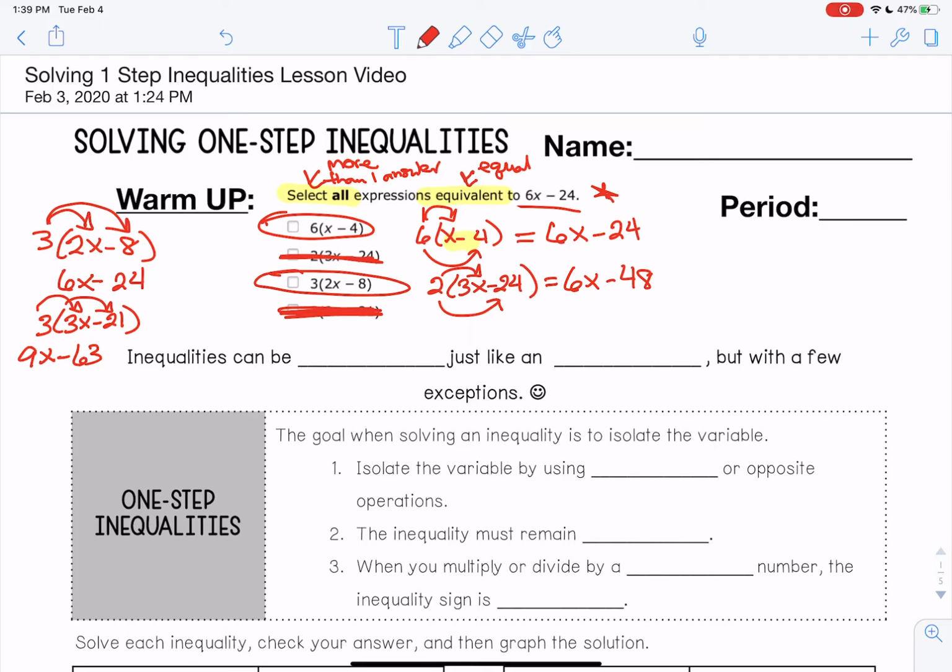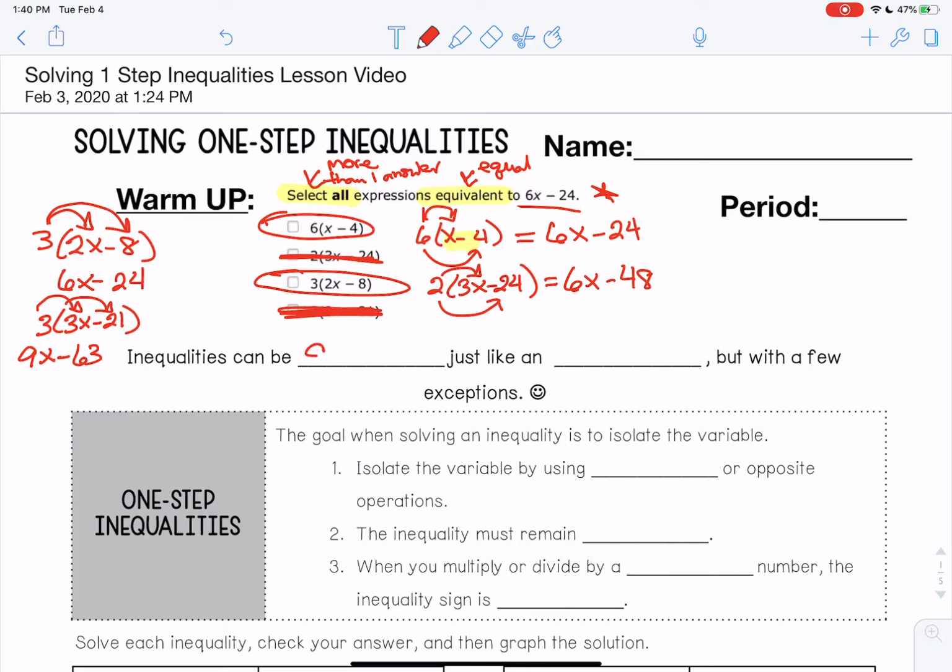All right, now moving on. Today we're solving one-step inequalities. Now the great news is that solving inequalities is exactly like solving equations. We just need to add some graphing at the end and the symbol is going to look a little different. So let's go ahead and start today's lesson.